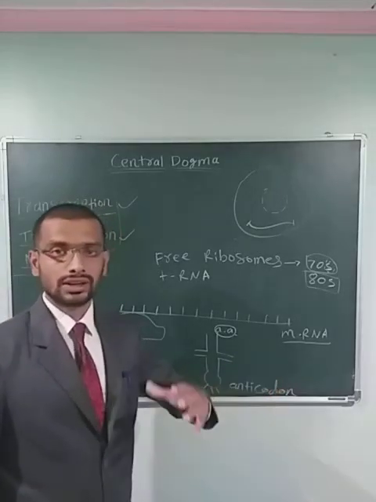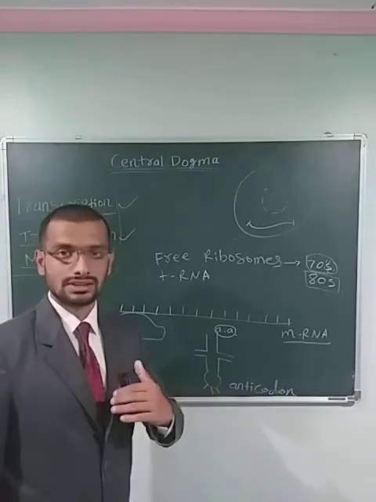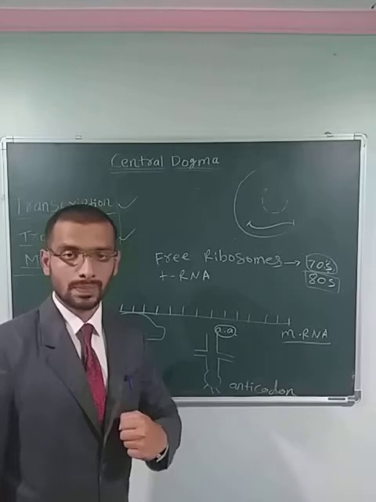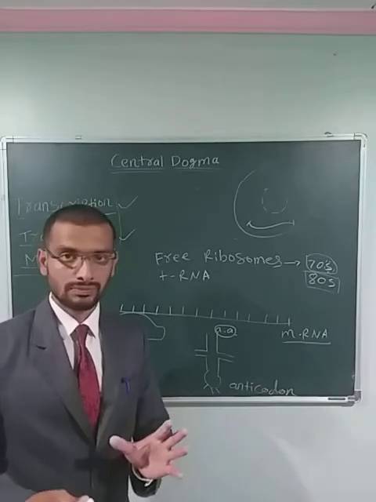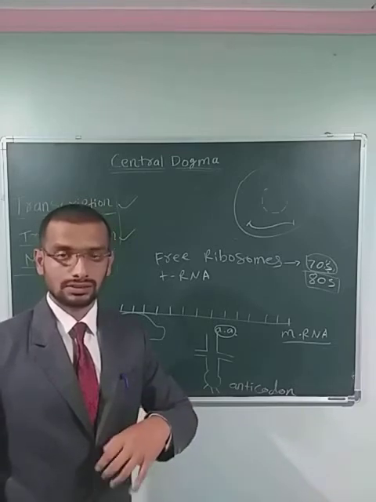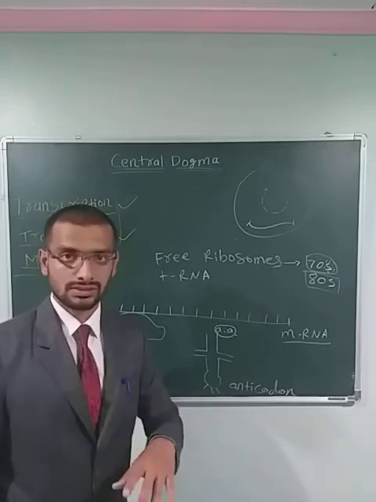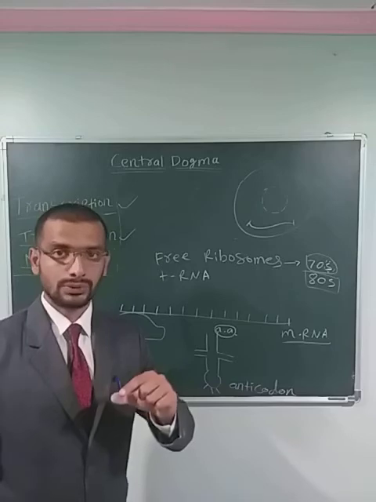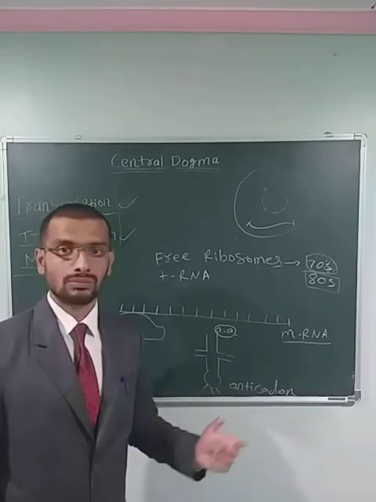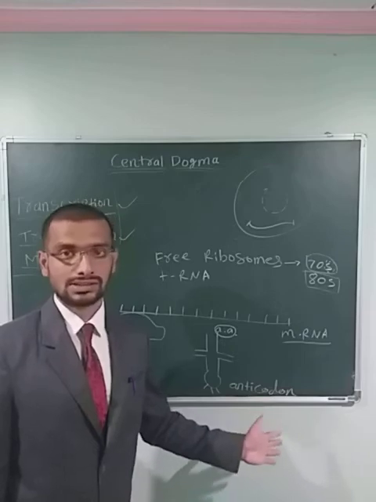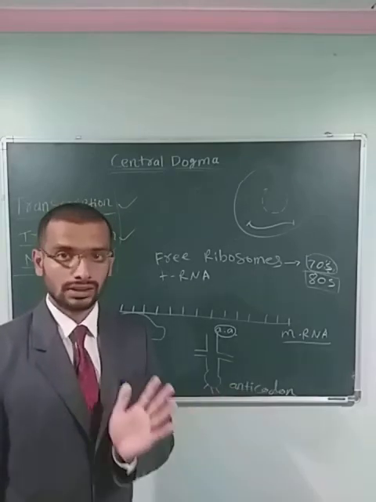Whatever protein diet we are getting, that protein gets digested with the help of the digestive system. That protein molecule breaks down into smaller pieces of amino acids. It is absorbed, and then that amino acid will enter into the cytoplasm. A particular amino acid will attach to a particular tRNA. It is called acylated tRNA or active tRNA.